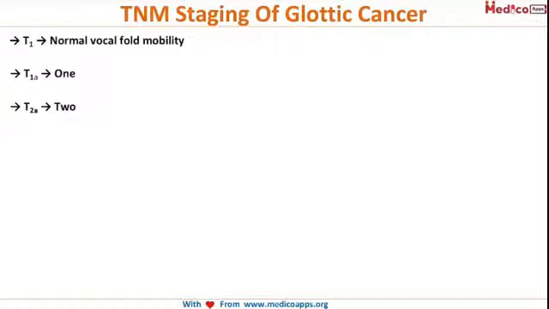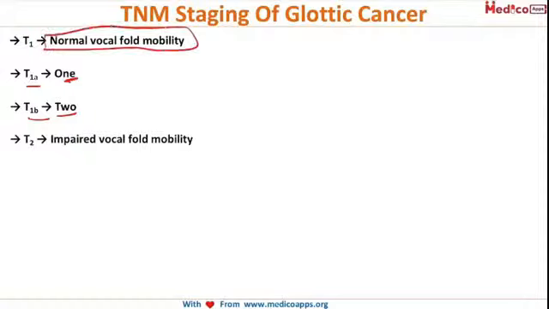T1, the patient presents with normal vocal fold mobility. In T1a, one vocal cord is involved, and in T1b, both the vocal folds are involved. When we look at T2, as opposed to T1, which has a normal vocal fold mobility, T2 presents with an impaired vocal fold mobility. And T3 obviously will be the worst stage, that is with fixed vocal folds, that is complete paralysis of the vocal folds.